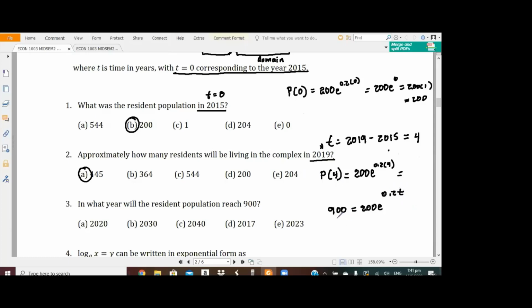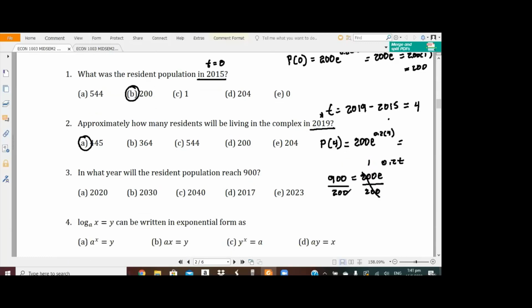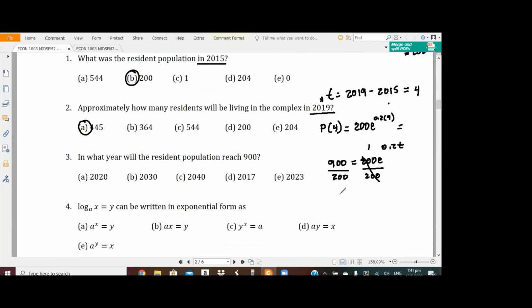So when I do that, I'm going to divide both sides by 200 for starters, right? What's going to happen? 200 cancels here. I get 1. Cool. And I get 4.5 over here because 900 divided by 200 is 4.5. So I get that 4.5 is equal to e to the 0.2t.